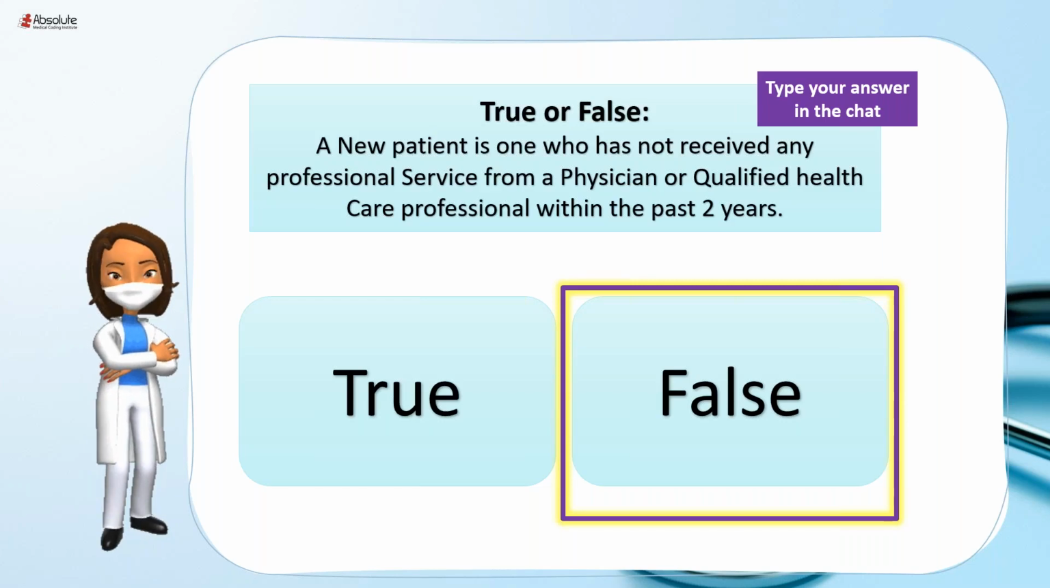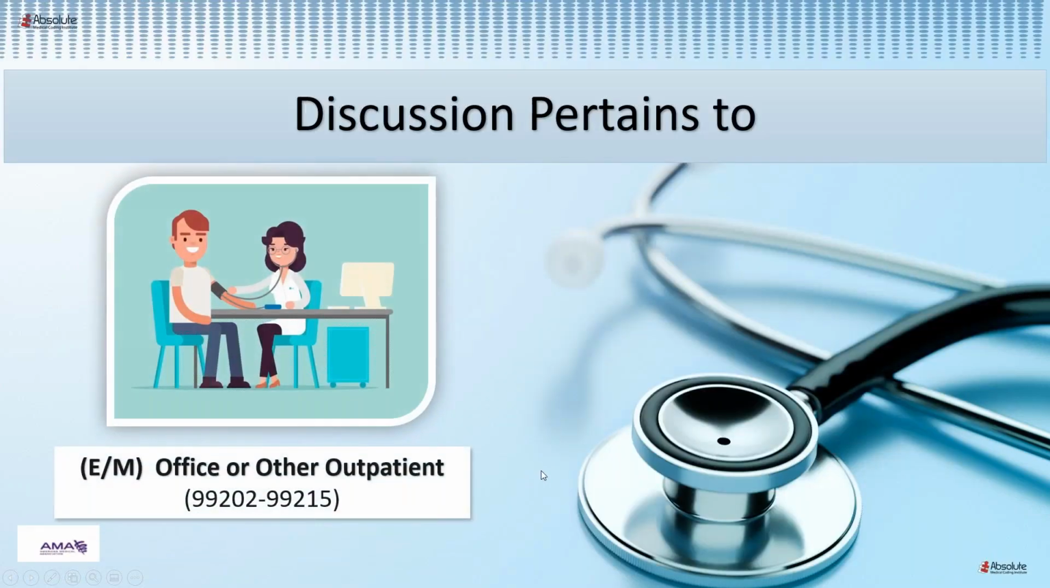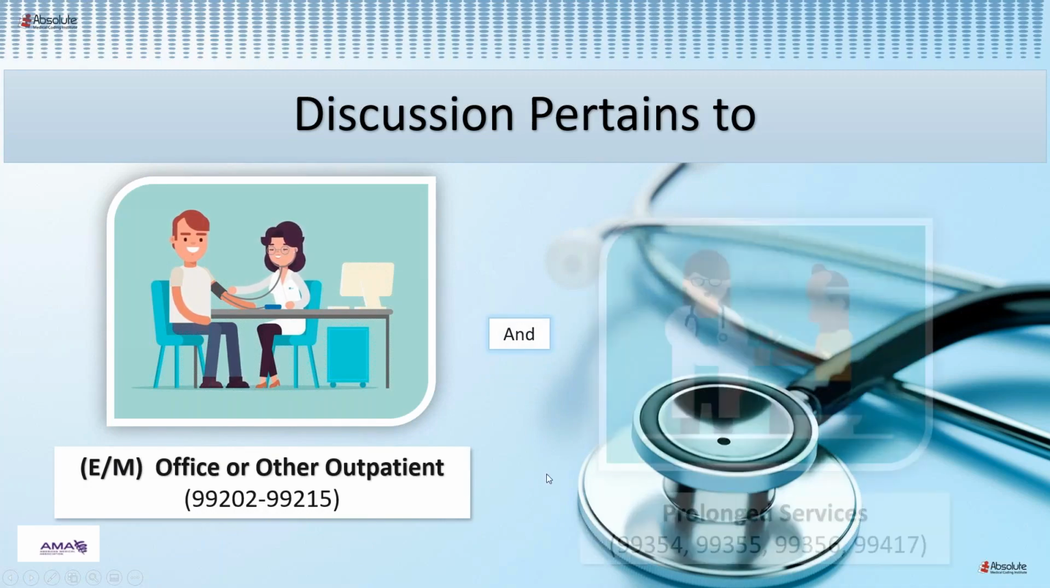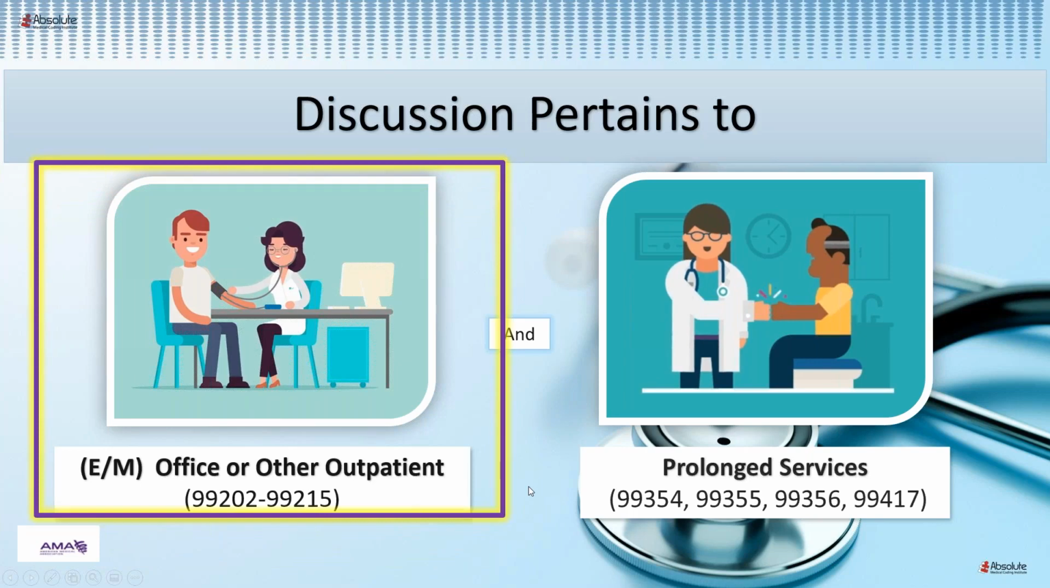Now, let's get down to the business. Good job, everyone. Our discussion today pertains to E&M office or other outpatient encounters, code series 99202 through 99215. And we're going to also talk about prolonged services visits that are related to office visits and others. 99354, 55, 56, and 99417. But first, let's turn our attention to the office visit.